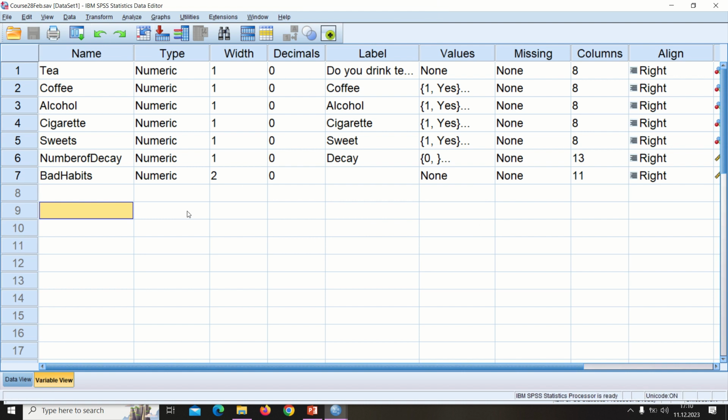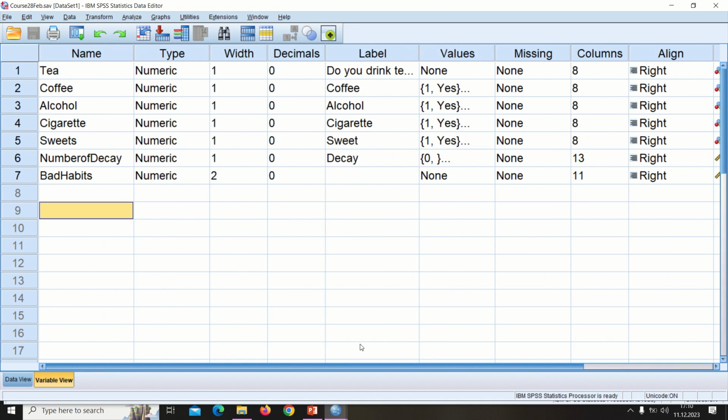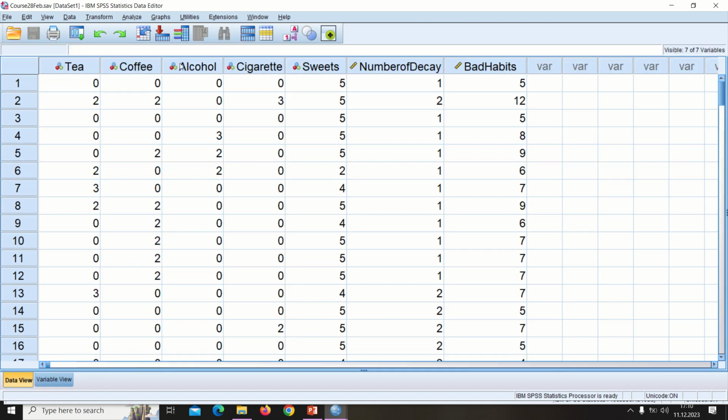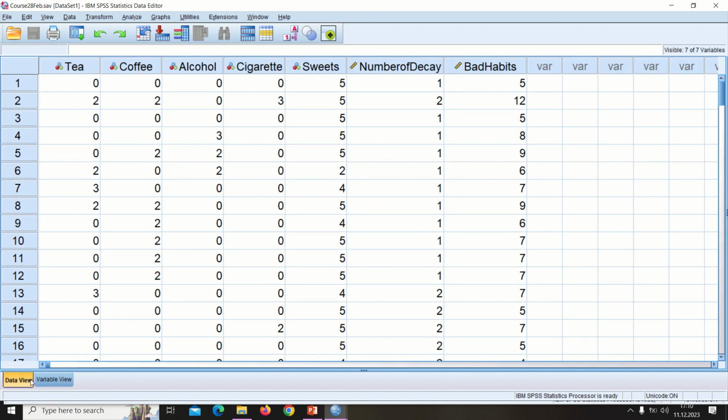These are the types, width, decimals, label, values, missing, columns, align, and measure. The types of these variables are all numeric. So here in data view, we see all numbers when we define these variables as numeric.